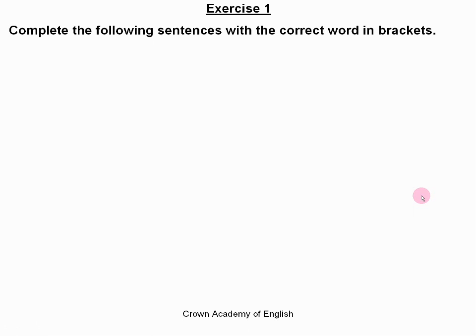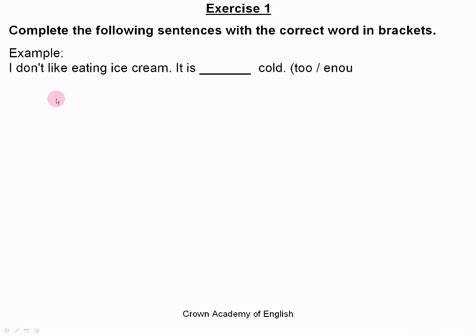Okay, so now let us look at 2 exercises. I would like you to complete the following sentences with the correct word in brackets. Example. I don't like eating ice cream. It is something cold. So for all of these questions, I want you to choose either the word too or enough. So the answer is too. It is excessively cold. It is too cold.